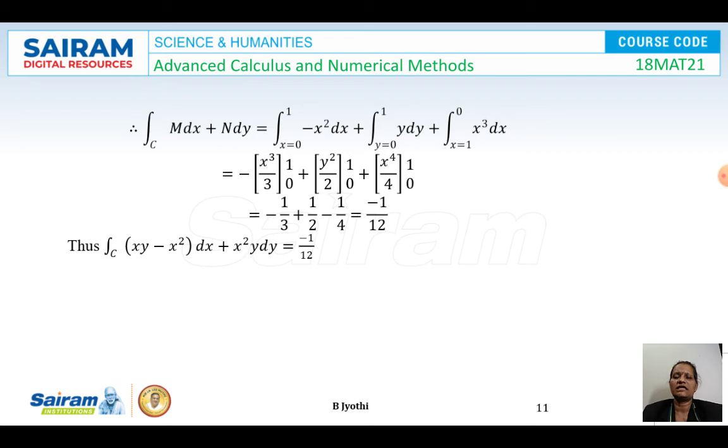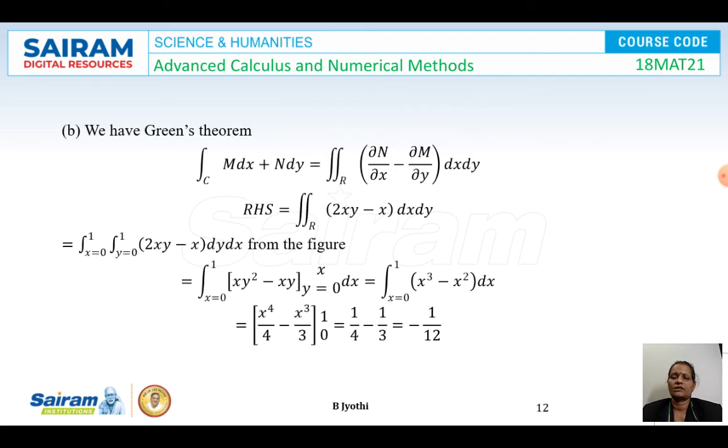So the integral of m dx plus n dy will be equal to the integral from 0 to 1 of minus x square dx plus the integral from y equals 0 to 1 of y dy plus x equal to 1 to 0 of x cube dx. So on simplification, integral of x square is x cube by 3 and integral of y is y square by 2. Integral of x cube is x power 4 by 4. This on simplification we get minus of 1 divided by 12. Next, we have from the Green's theorem, that is evaluated by direct integration.